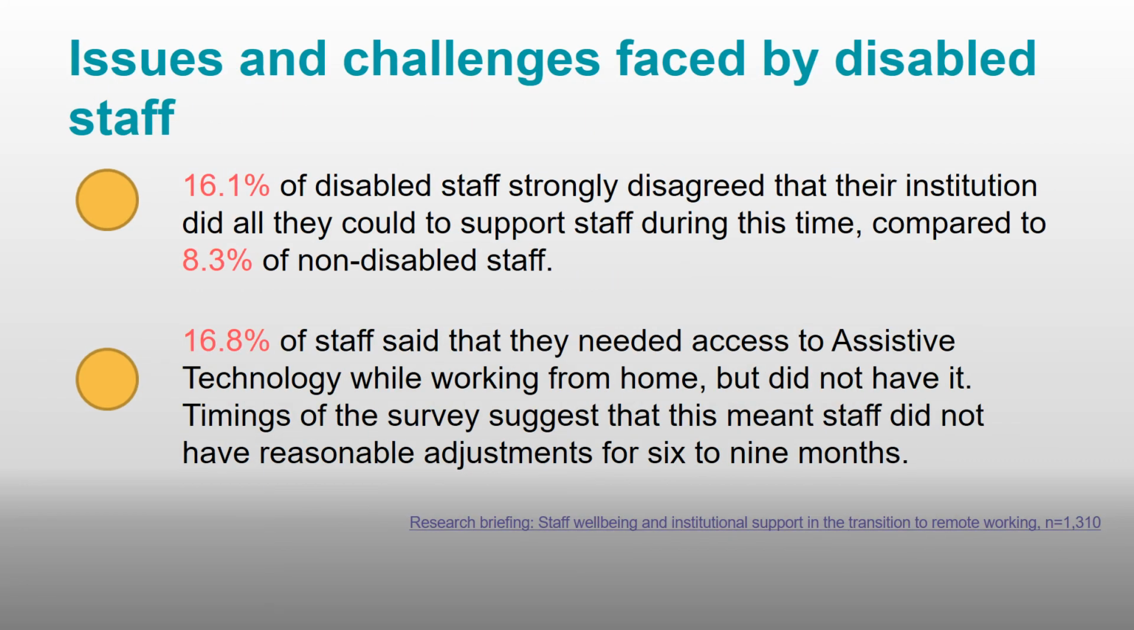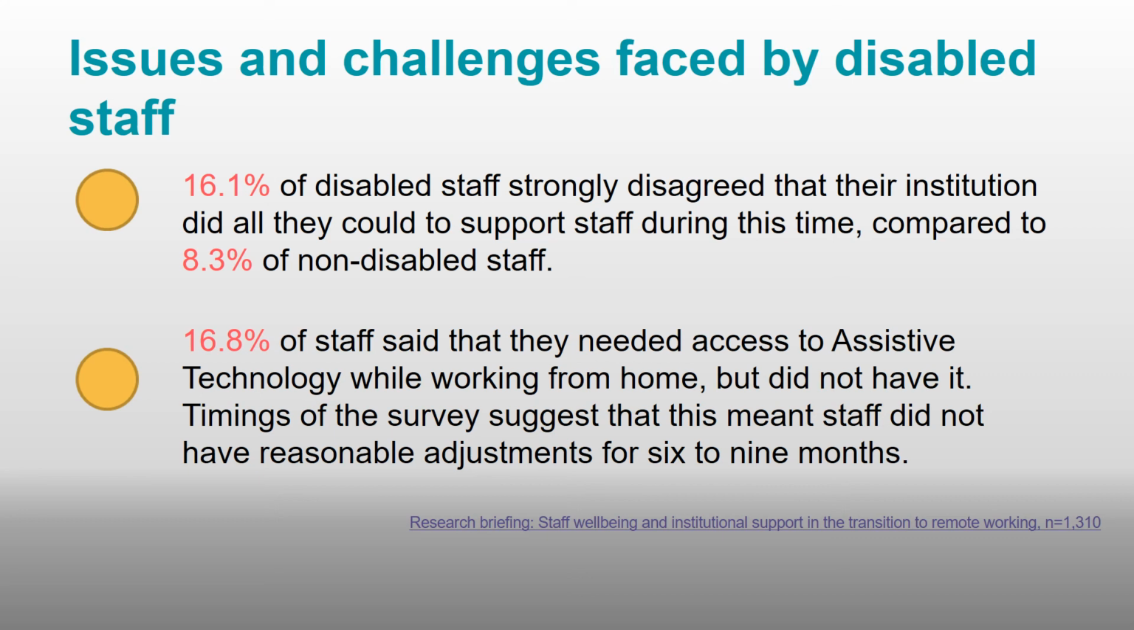Disabled staff also faced significant challenges during the pandemic, similarly to disabled students. In an online survey carried out by Advance HE between October and December 2020, with 1,310 participants from UK higher education institutions, 16.1% of those respondents identifying as disabled strongly disagreed that their institutions did all they could to support staff during this time, compared to 8.3% of non-disabled respondents.